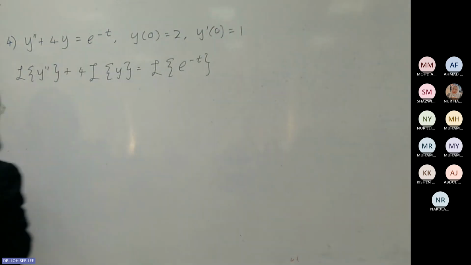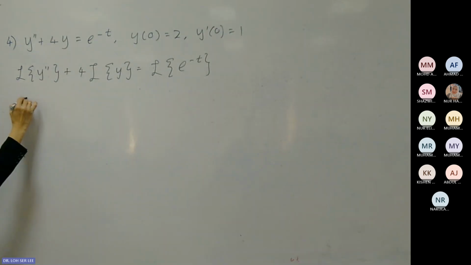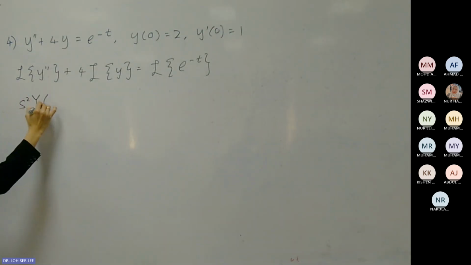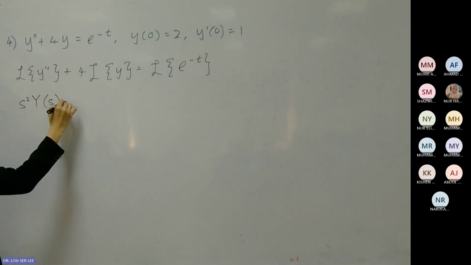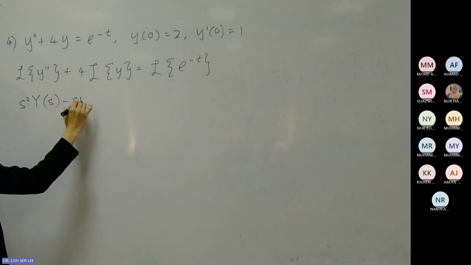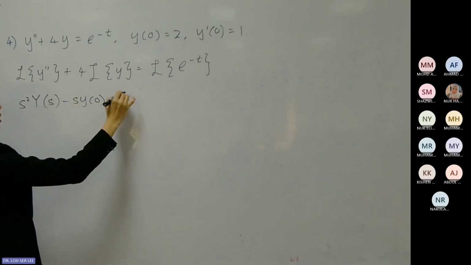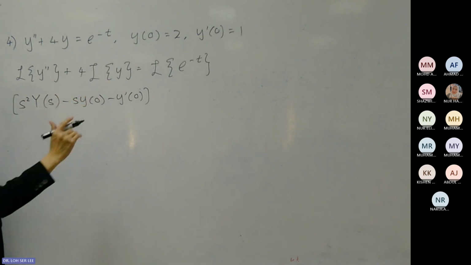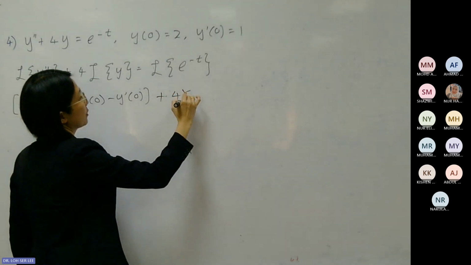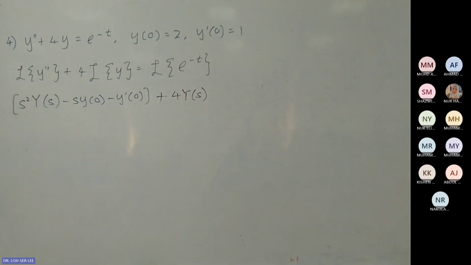Now this is y, okay, y double prime. So you have s squared, capital Y in x. Okay, now this is y, so minus s, lowercase y(0) is 0, and y prime(0) is 0. Okay, this is y, this is not a derivative, so we just put the capital Y in x.